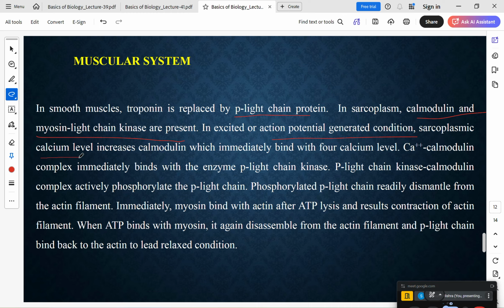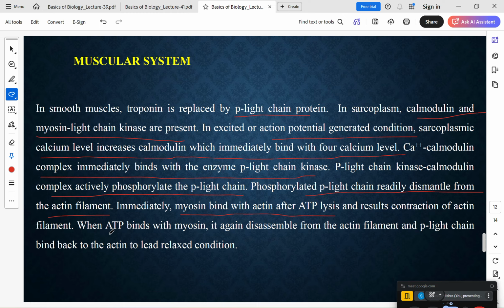Under this condition, the sarcoplasmic calcium level increases, with calmodulin immediately binding with 4 calcium molecules. The calcium calmodulin complex immediately binds to the enzyme P light chain kinase. The P light chain kinase calmodulin complex actively phosphorylates the P light chain, and the phosphorylated P light chain can readily dismantle the actin filament. And if the myosin binds with the actin after ATP lysis, there is a contraction of the actin filament.